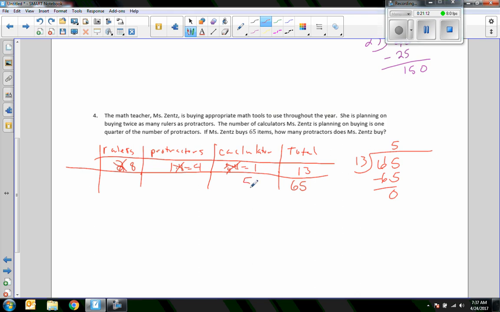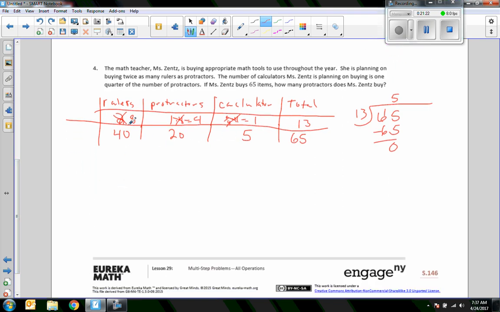1 times 5 is 5. 4 times 5 is 20. And 8 times 5 is 40. 40 plus 20 is 60, plus 5 is 65. So we have 40 rulers, 20 protractors, 5 calculators, totaling 65 items.